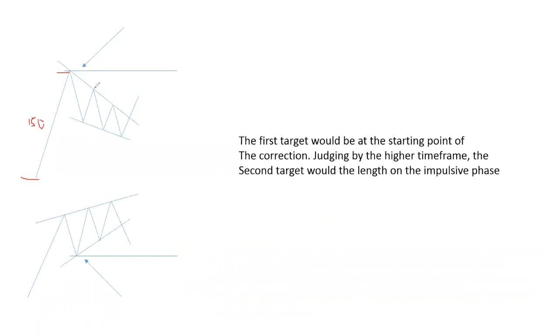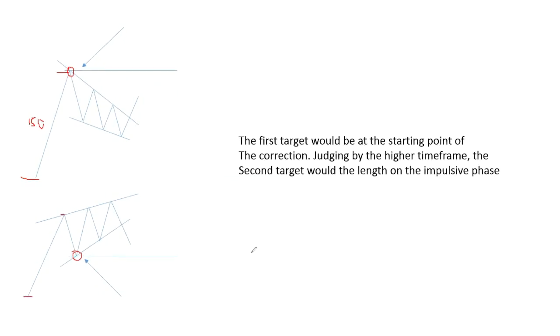Can you see that? But the first target is at the first high. Then the second target, you let it run. And you can use higher time frames to see your resistance line, where price can possibly come back. Even here, the same principle applies. Your first target is at this point here. Can you see it? And your second target would be the length of the move here.